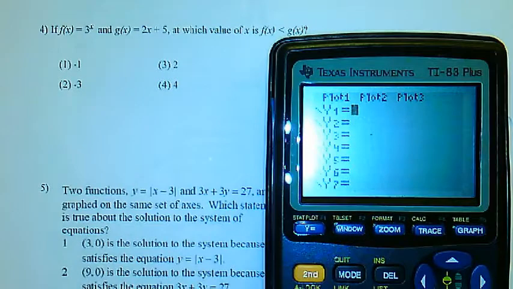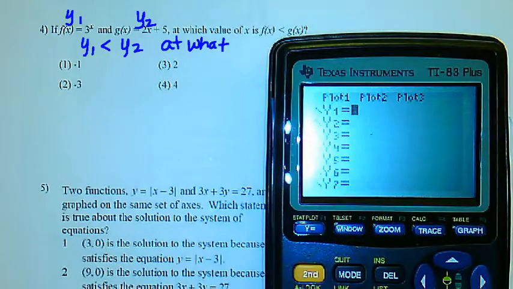All right, so please make sure that you clearly mark which one is your f of x. So I'm going to say y1 and y2. This way I know I want y1 to be less than y2, and I want to know at what x. So I'm looking at the x value. Go ahead and put that in. So I get 3 raised to x power, and then 2x plus 5.